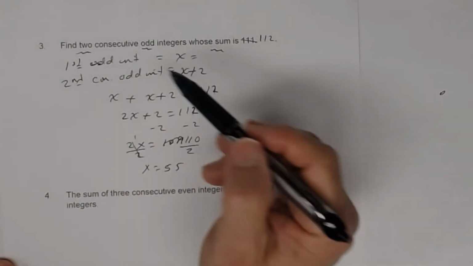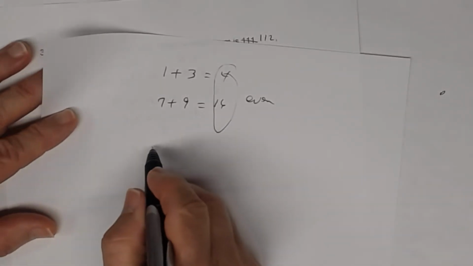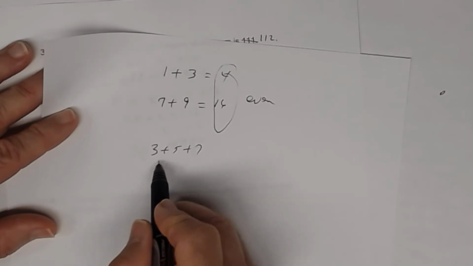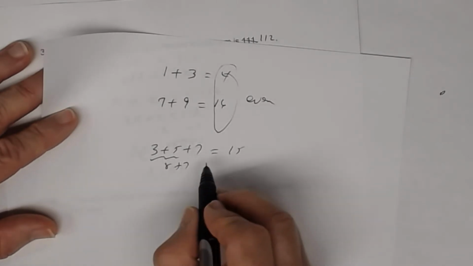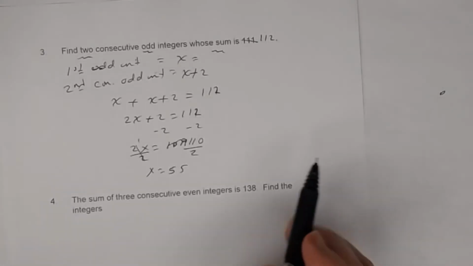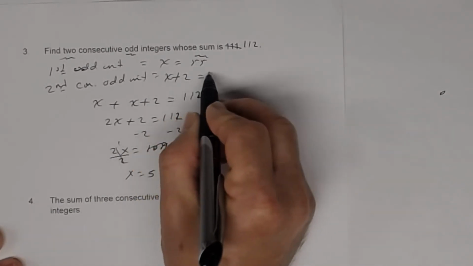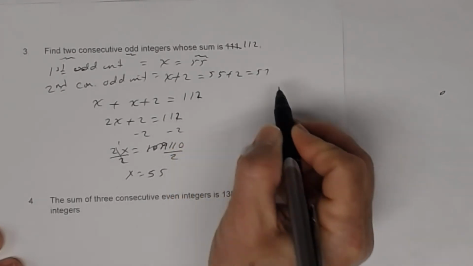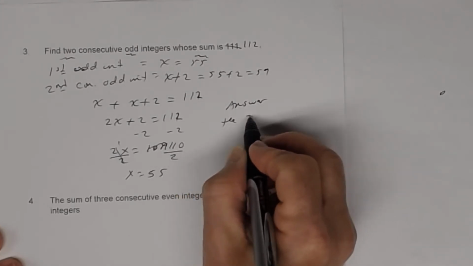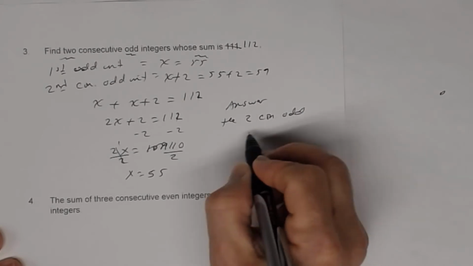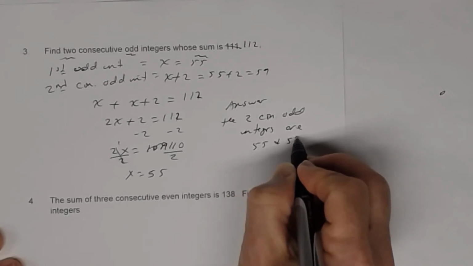It was either here or this should have been 3, because when you add 3 consecutive odd integers, what do you get? This is 8. 8 plus 7 is 15. So when you add 3 consecutive odd integers, you get an odd number. So I messed up either here or here. So my first is 55, and my next will be 55 plus 2, which is 57. So your answer will be: the 2 consecutive odd integers are 55 and 57.